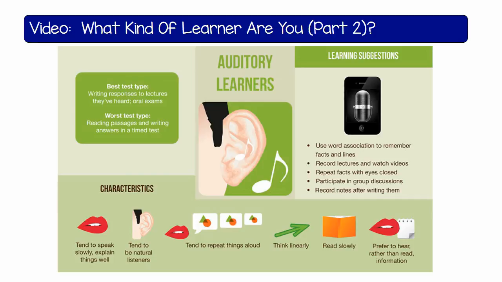What are the characteristics? Tend to speak slowly and explain things well. Tend to be natural listeners. Tend to repeat things aloud. Think linearly. Read slowly. Prefer to hear rather than read information.